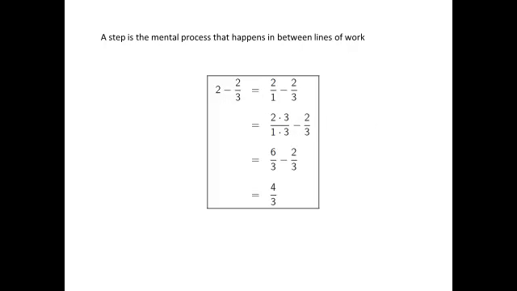A step is a mental process that happens in between the lines of work. You don't actually see the steps written out, you see the results of steps being written out. So for example, going from here to here is the first step of the calculation, and something happened. Going from here to here is the second step. And then this is the third step. Sometimes you'll see steps explained in the far right-hand column, just as we did with the order of operation problems.